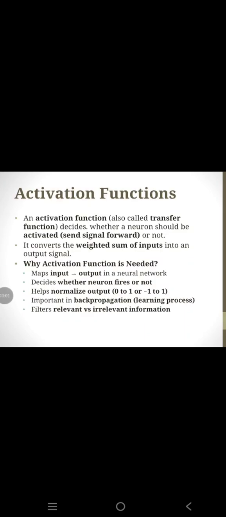Next one is activation functions. Activation function decides whether a neuron should activate or not. That is, input, weighted sum is added and then activation function is applied and then output is generated. It maps the input to the output in the neural network. Whether neuron fires or not will be decided using these activation functions. So normalized outputs will be either 0 to 1 or -1 to 1.